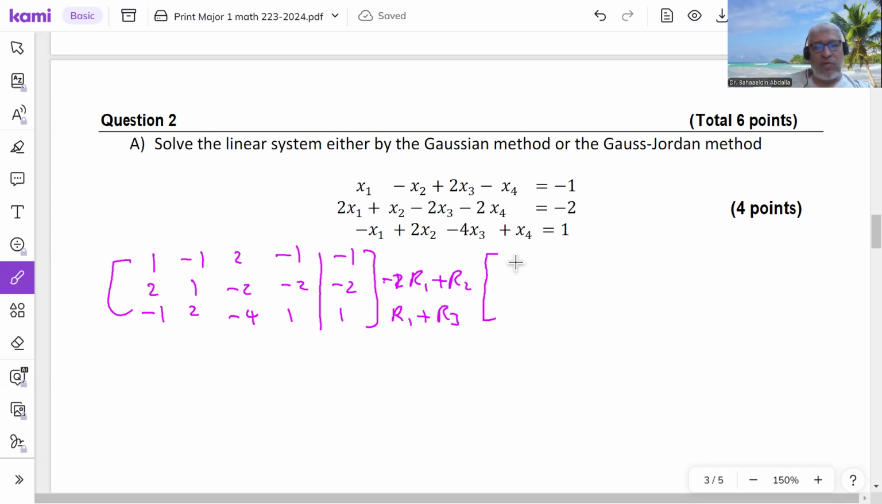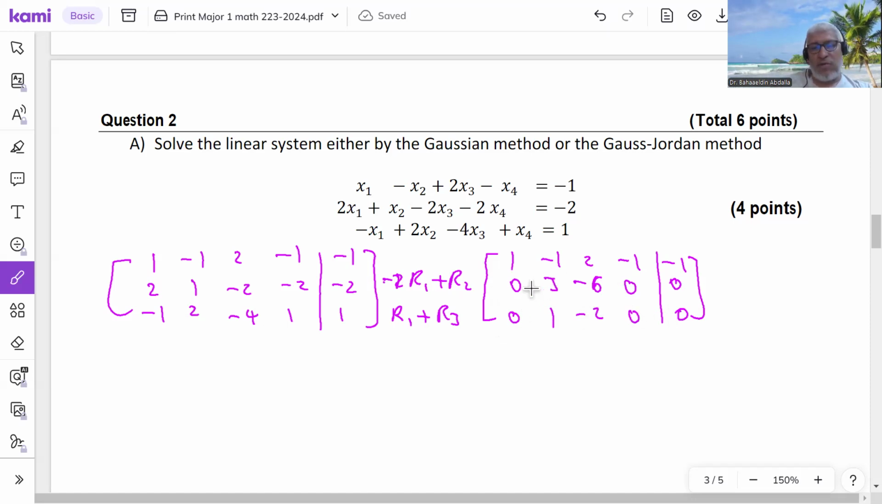The new matrix would be the first row, there is no change. Now the second row, negative 2 plus 2 is 0. 2 plus 1 is 3. Negative 4 plus negative 2 is negative 6. 2 minus 2 is 0. 2 minus 2 is 0. And 1 plus minus 1, 0. Negative 1 plus 2, 1. 2 plus minus 4 is negative 2. Minus 1 plus 1, 0, 0.